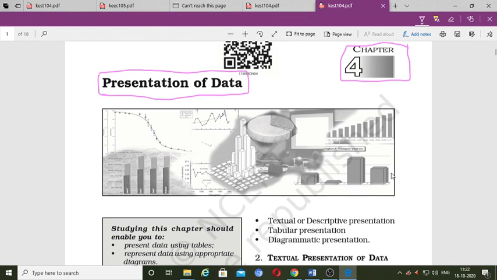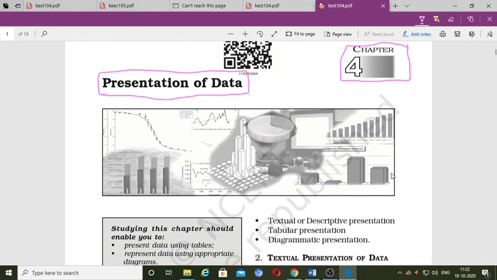Welcome everyone. Today we will study chapter 4 of the book Statistics for Economics. Dear students, the name of the chapter is Presentation of Data. You have seen how we can collect data through different techniques. There were different ways of collecting data. But after the collection of data, it was important to organize the raw data.